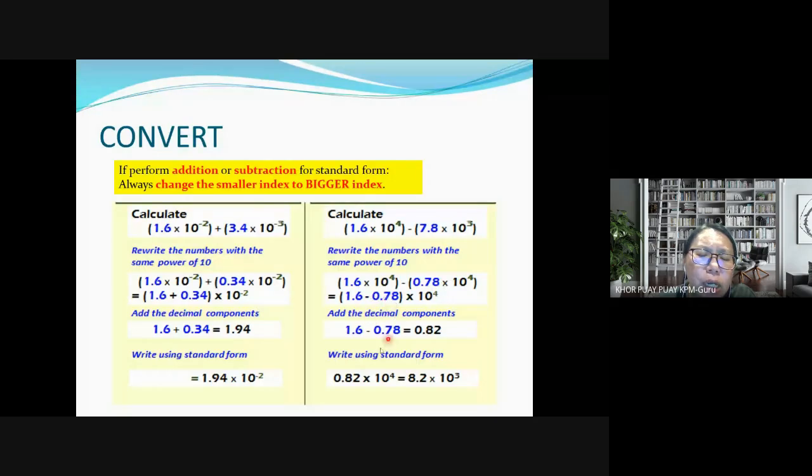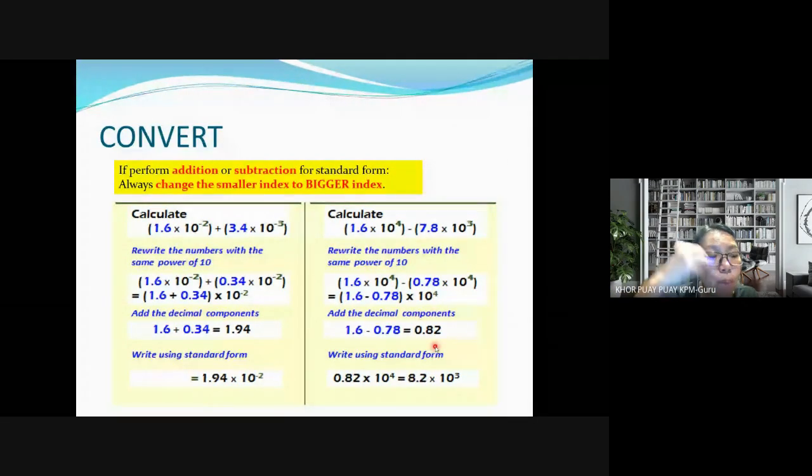When I minus, my answer is 0.82 times 10 power 4. Don't write this as your final answer, you get it wrong. Because in standard form, the number in front cannot be 0 point something something. It's less than 1, so it does not fulfill your criteria of a standard form. So what do you do? Move this decimal point backwards. When you go backwards, it becomes 8.2.